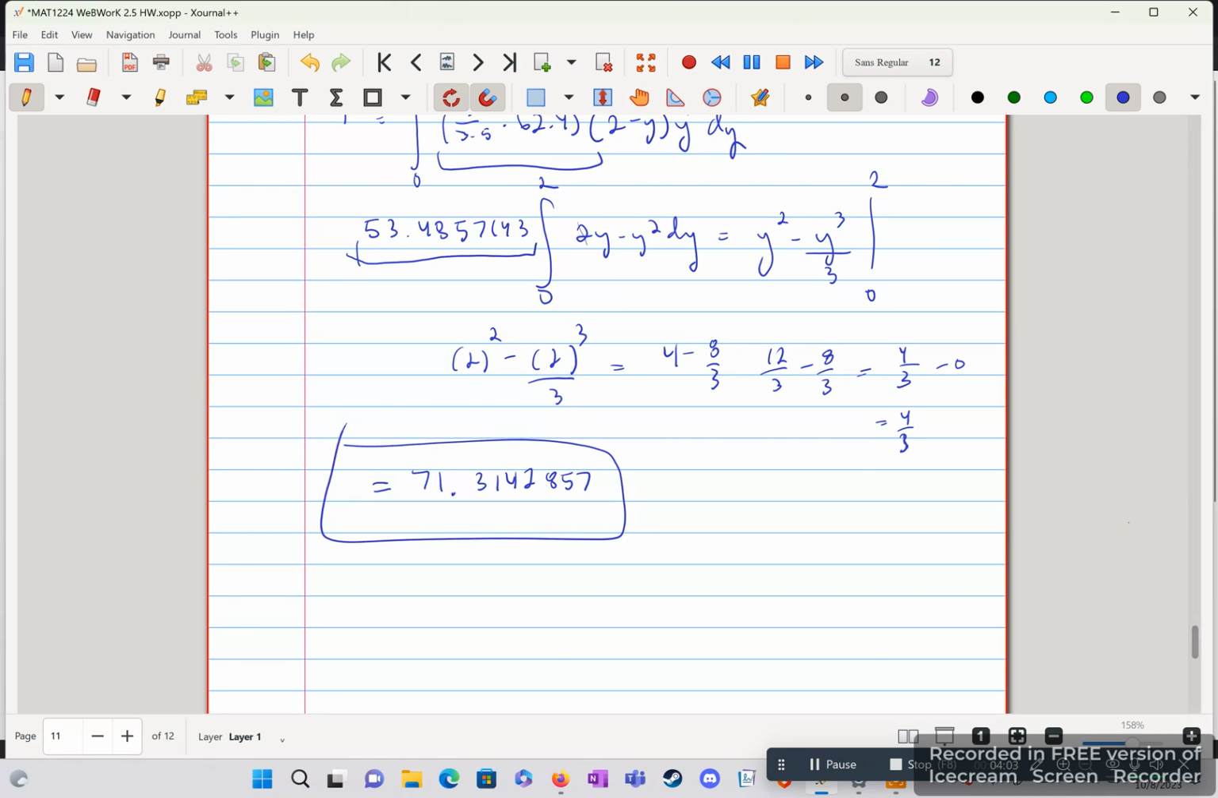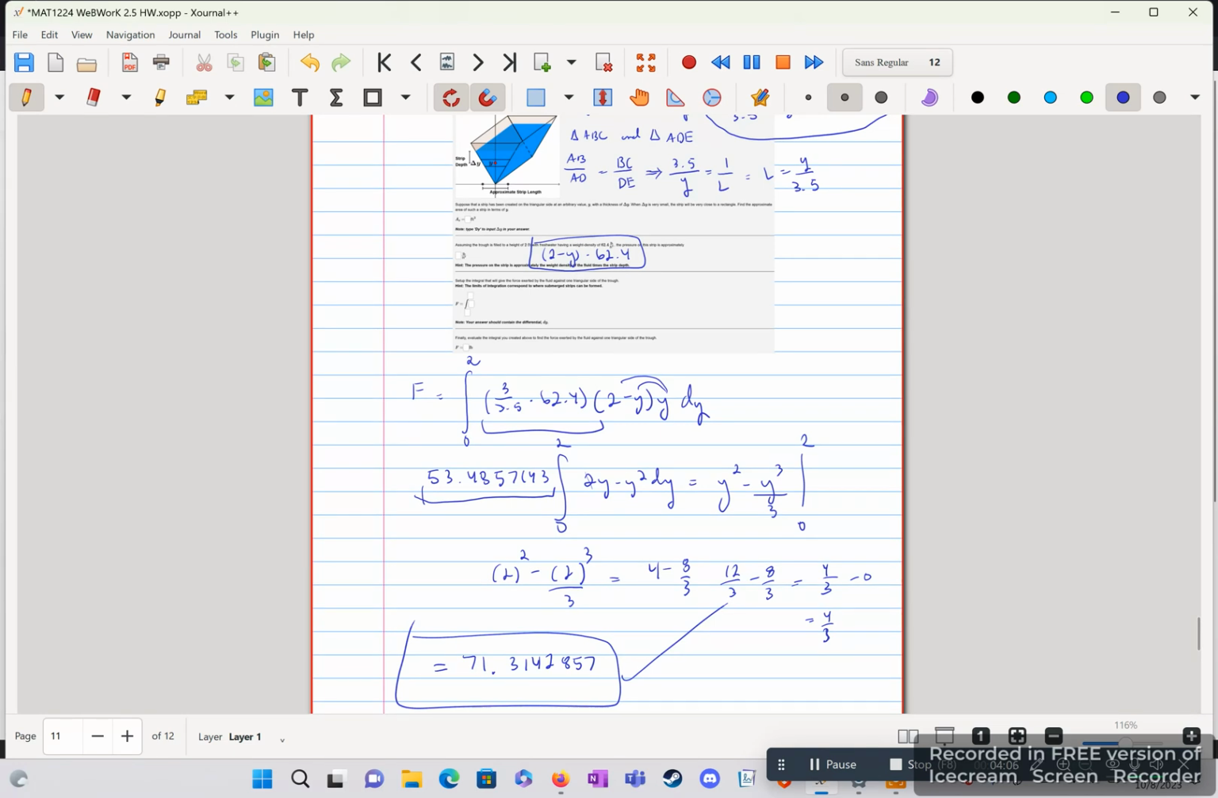question 11. And our final part, I believe it is 4. Just remember, this is part 3, integral setup.